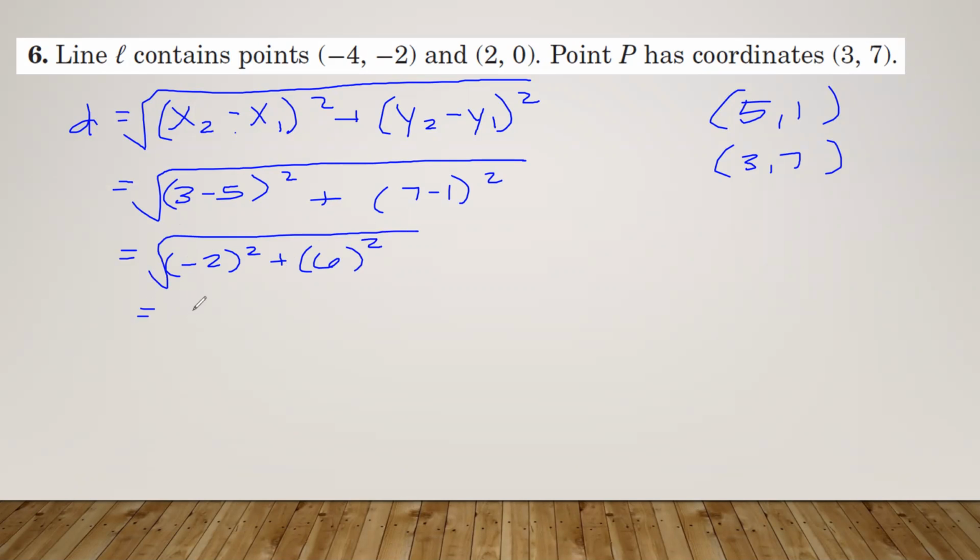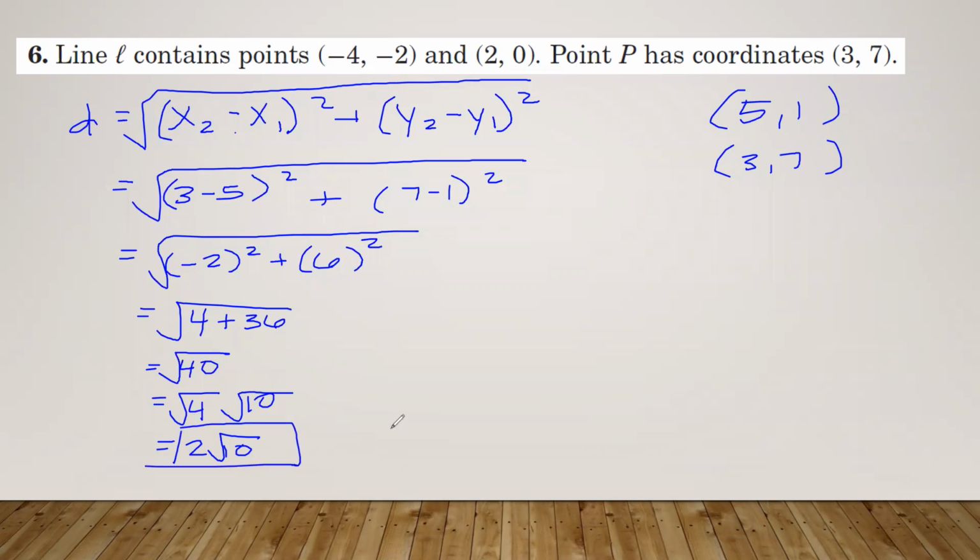And then I have 4 plus 36, which is equal to 40. And we can break this down because there is a common factor of 40 that's a perfect square. This is the square root of 4 times the square root of 10. And the square root of 4 is a perfect square, so we take the square root of 4, that's 2, and we still multiply it by the square root of 10. Okay, so that is the distance between those 2 points.